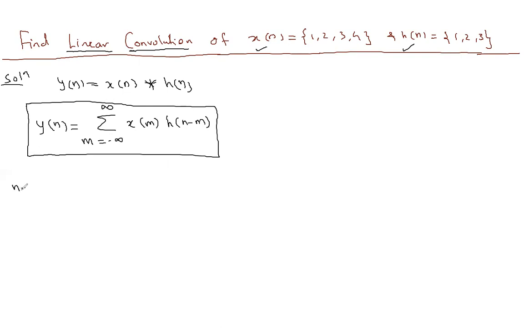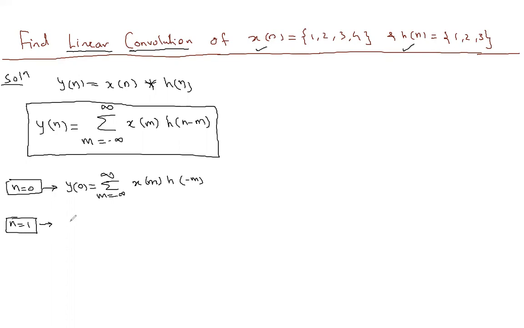So let me begin by putting n equal to 0. When n is 0, this becomes y of 0, and the summation is still over m. M goes from minus infinity to infinity, x of m h of minus m. Notice n is 0, so now you have just h of minus m. And let's keep putting some more values.